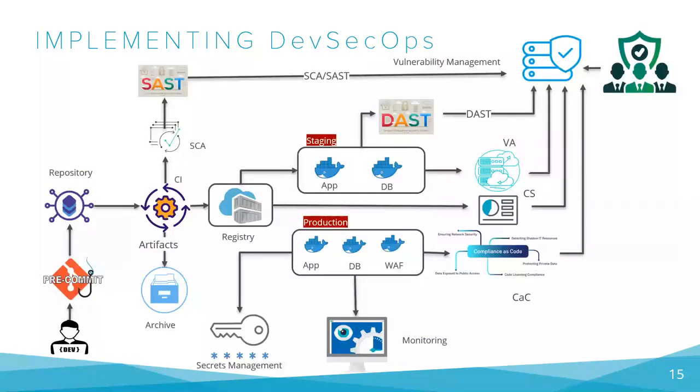Okay, I will run you through this all over again. So we have a developer here in the picture. He is trying to push the code to the repository, and the pre-commit hook will prevent him from committing any sensitive information to the repository. Then we have a CI tool that will run an SCA to check if there are any vulnerable components in the code, and the SAST will look for any security code issues and then push the results to the vulnerability management system.